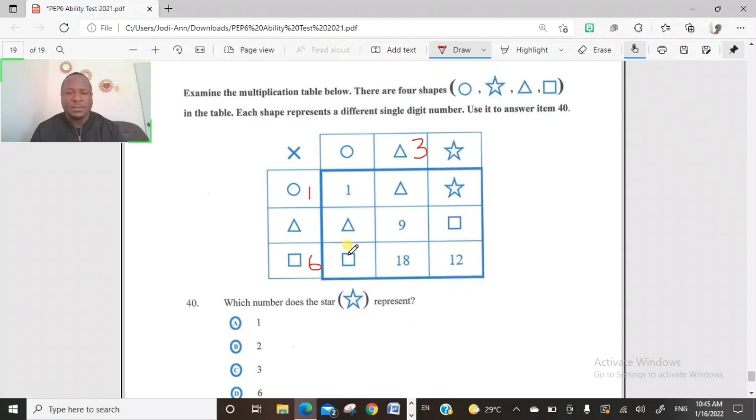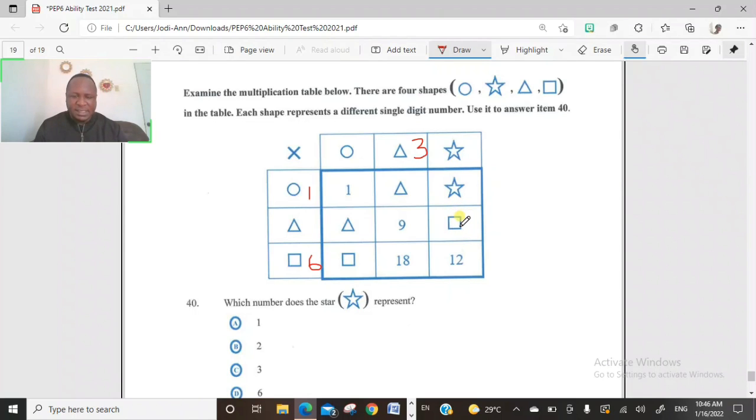Now we know this value, just by looking at the 18 here and the 12 here. If the circle is 1 and the triangle is 3, and 3 times 6 gives you 18, and this star times the square gives you 12, we can say that the star has a lesser value than the triangle. And if it has a lesser value than the triangle, there could only be one answer because it can't be 1, so it must be 2. But let us continue with our steps, right?